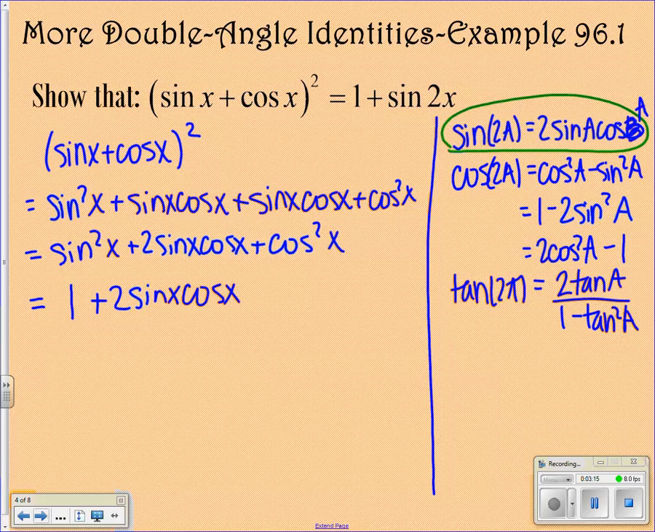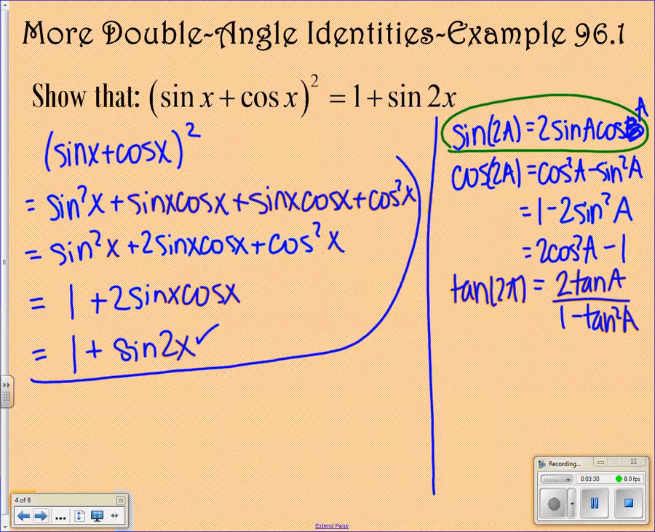That is the same thing as 2 sine of a. And so 2 sine of x cosine of x is going to be the same thing as the sine of 2x, using that double angle identity there. And so that's what they gave you on the right side. And so you got it to equal it. So this would be all of your work.